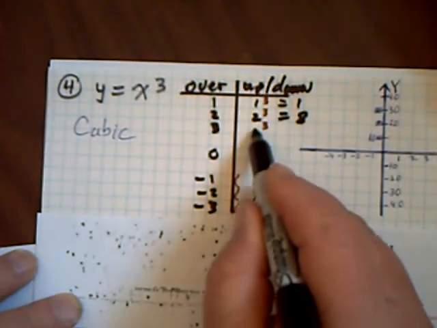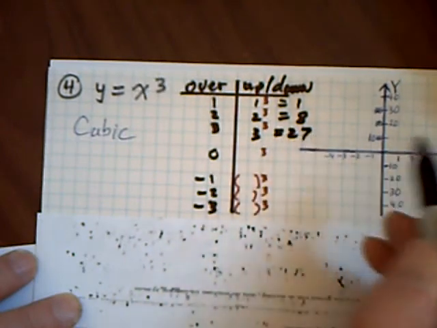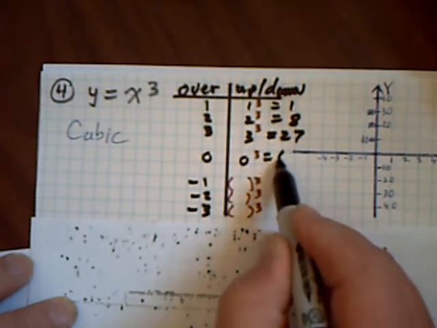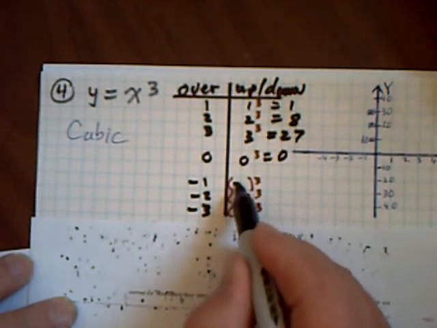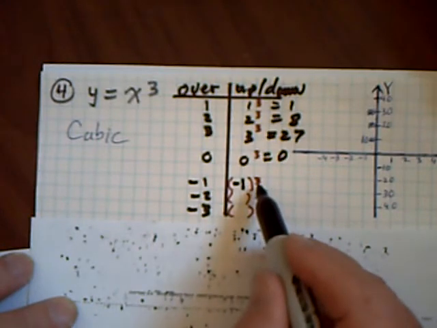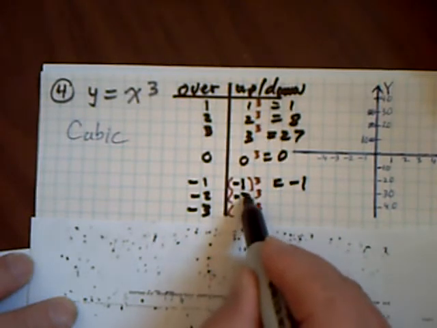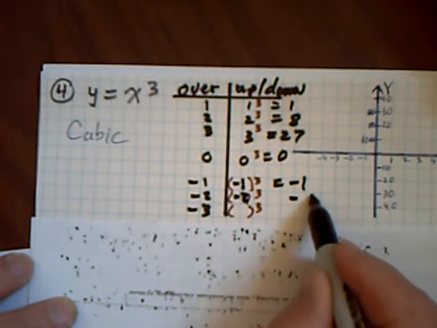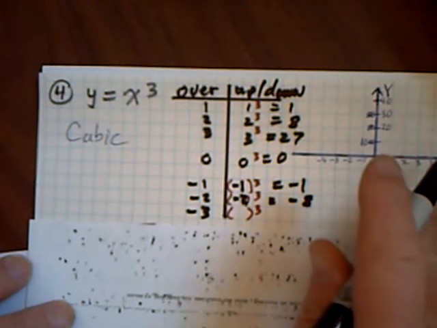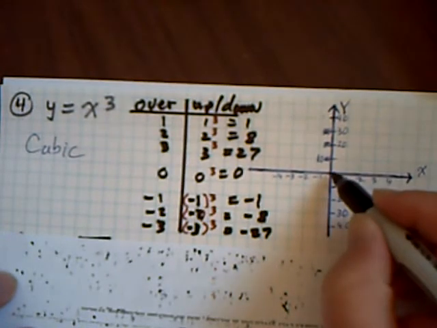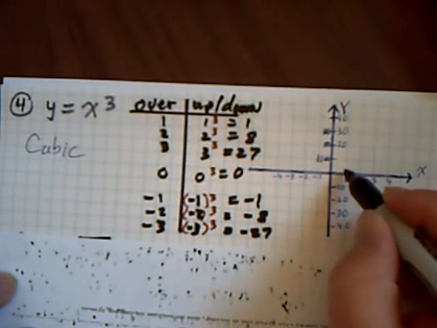If I go over 3, I'm going to go up 3 cubed, which is 27. If I go over 0, I'm going to go up 0 cubed, which is 0. If I go to the left, I'm going to go over negative 1 to the left. I'm going to go down because negative 1 cubed is negative 1. Negative 2 cubed, if I go 2 to the left, is negative 8. And negative 3 cubed is negative 27.